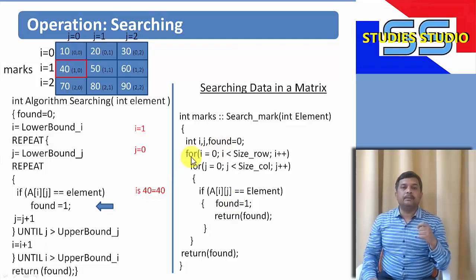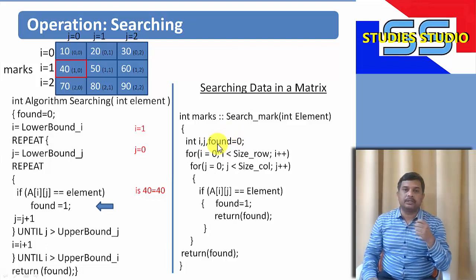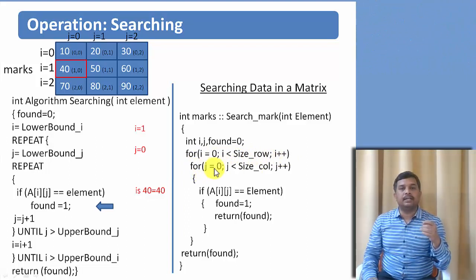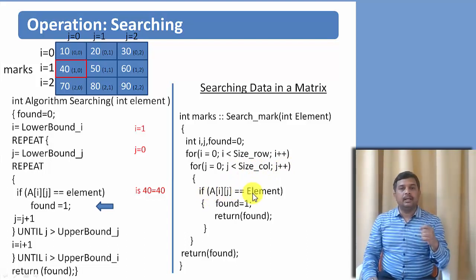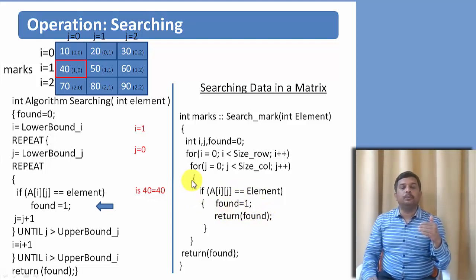So initially I am taking found as 0, which means an unsuccessful search. For i equal to 0, i is less than or equal to row size, i plus plus. For j equal to 0, j is less than or equal to column size, j plus plus. If a[i][j] is equal to element, then found becomes 1 and I'll return found. Otherwise, I'll continue the loop. If I am not successful, I'll come out of the loop and return the value.